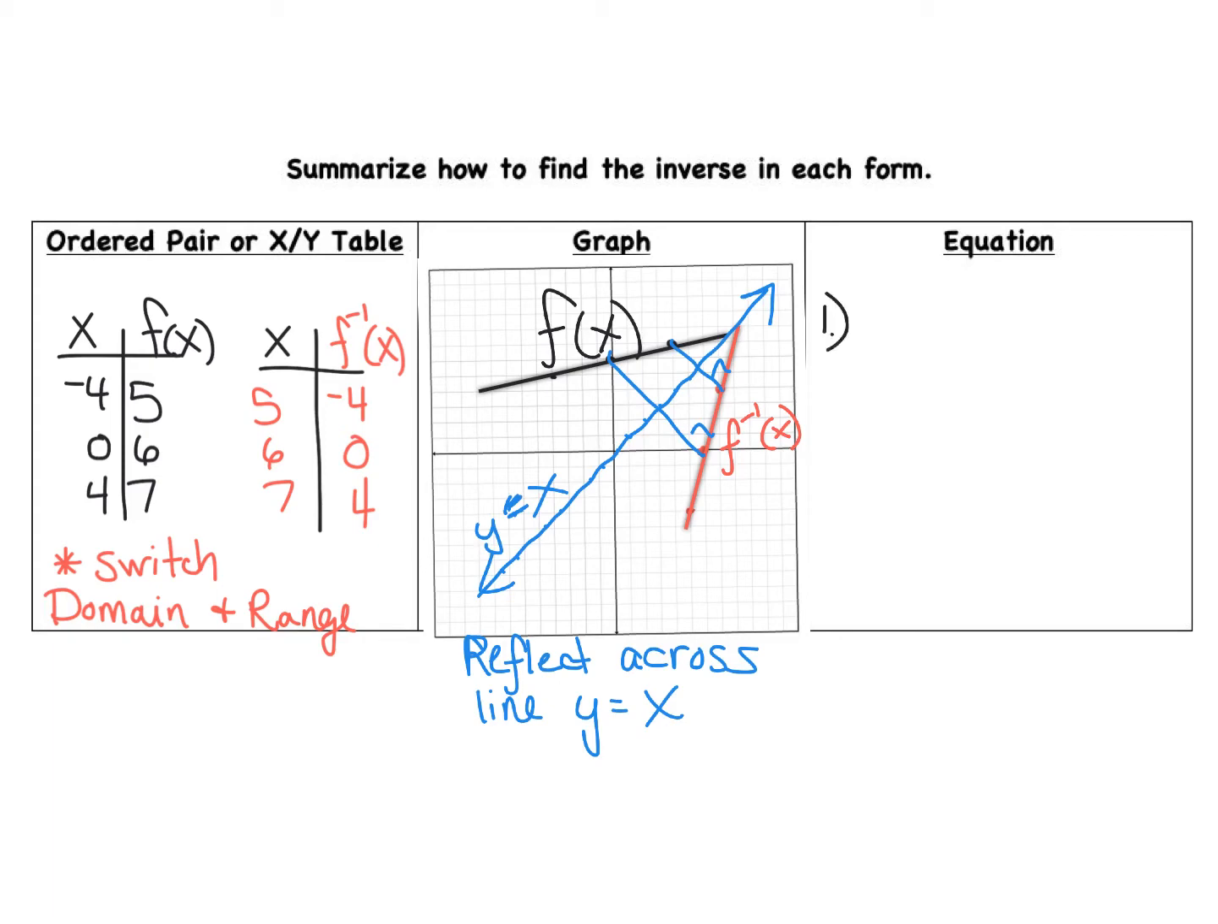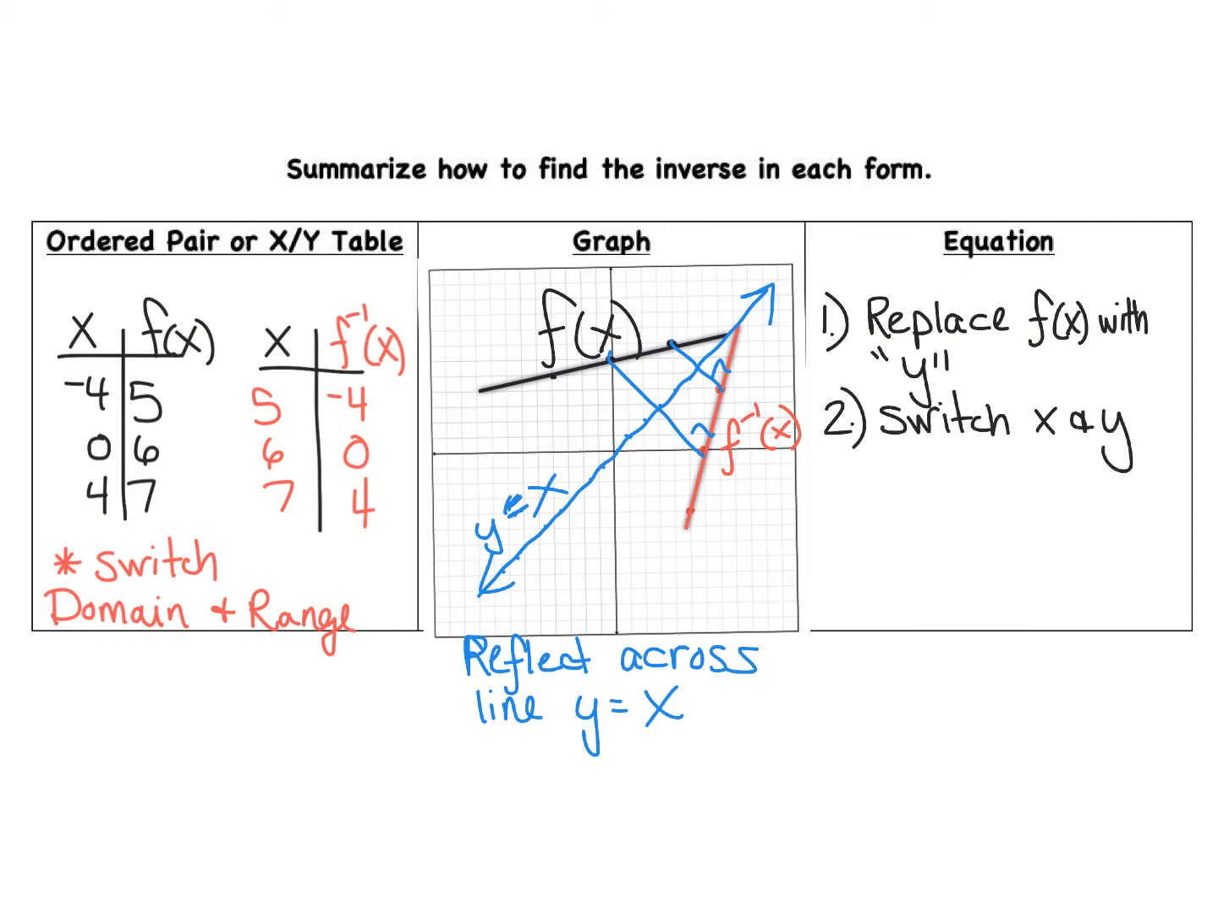If you're given an equation and you need to find the inverse, what you want to do is rewrite your equation with x's and y's. Then you're going to switch your x and y. Third, you're going to solve your new equation for y. And then I always rewrite my equation with f inverse notation.